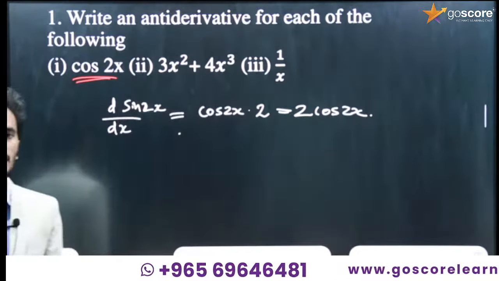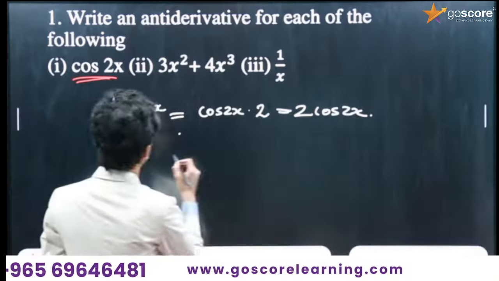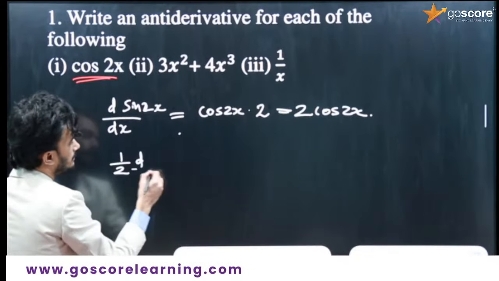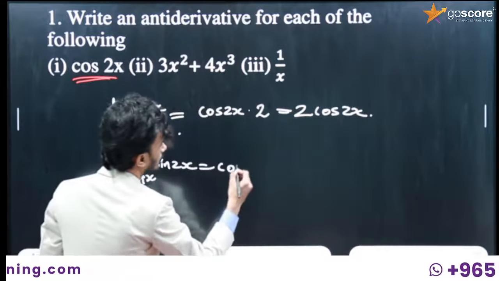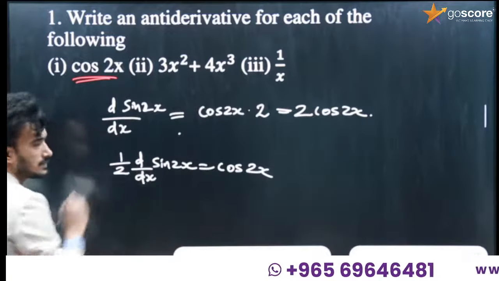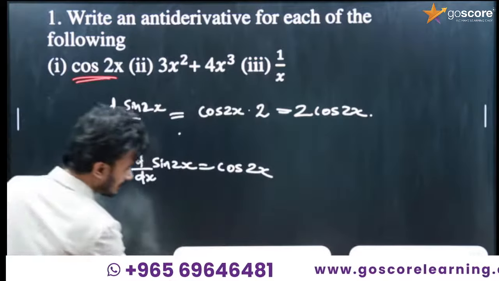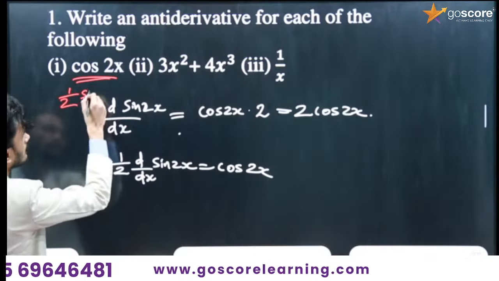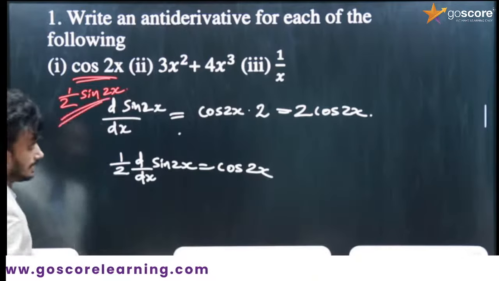So the antiderivative of cos 2x: I am taking this 2 to the other side. So 1 by 2 d by dx of sin 2x is equal to cos 2x. So the antiderivative is 1 by 2 sin 2x. This one is the answer.